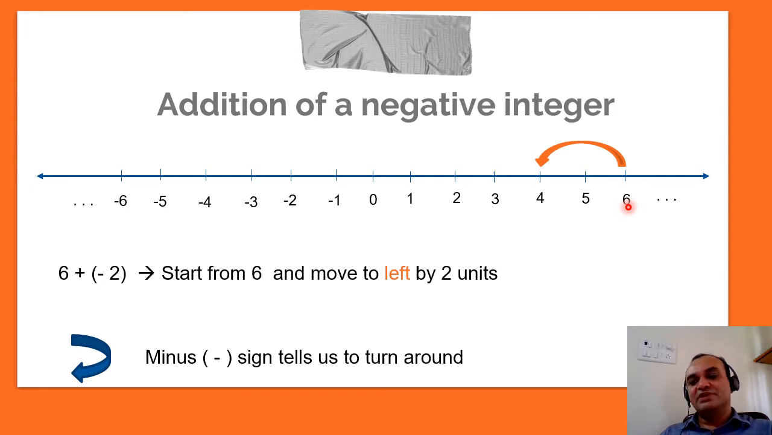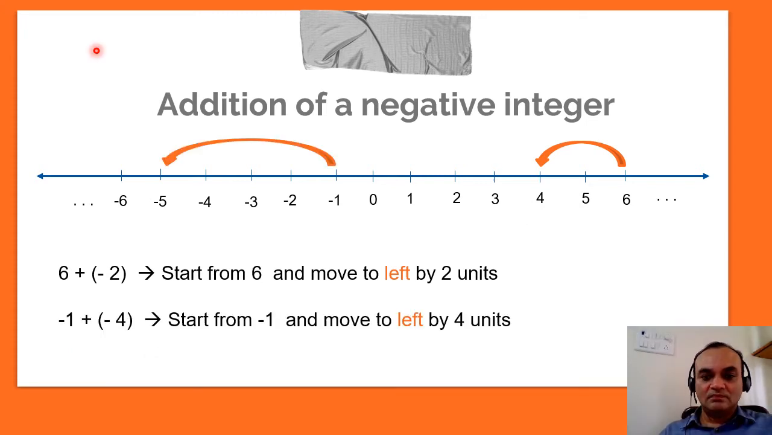So we want to add, so we'll move in the right direction, the increasing direction. But we notice that the number we want to add has a minus sign. So the minus sign tells us to turn around and go in the opposite direction. So we'll move to the left by 2 units, 5 and 4. So 6 plus minus 2 is 4. So we notice that this is the same as subtracting 2 from 6. So adding a negative integer is actually the same as subtracting the positive integer of the same magnitude.